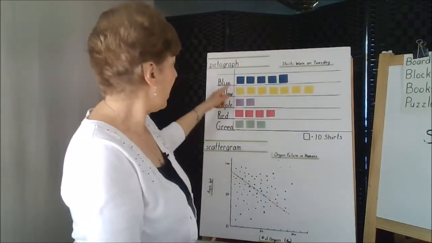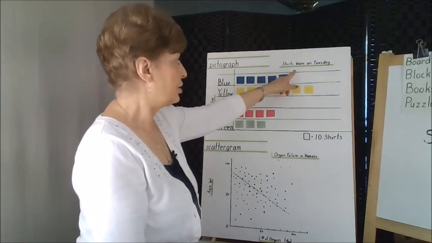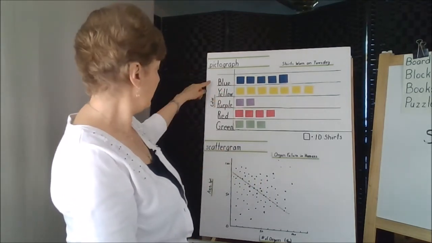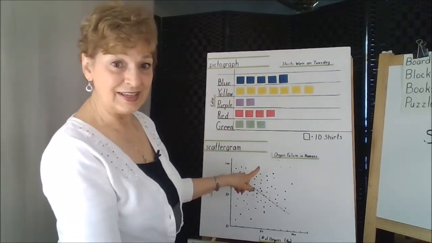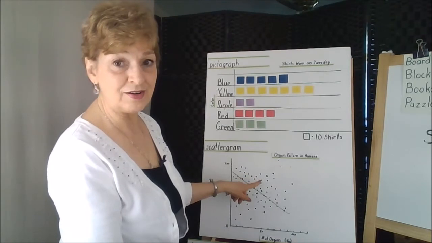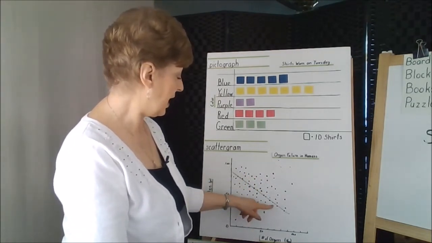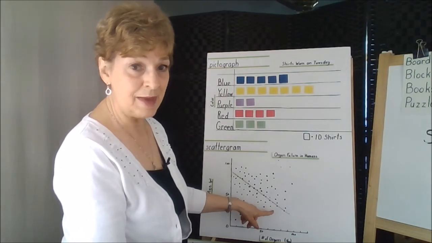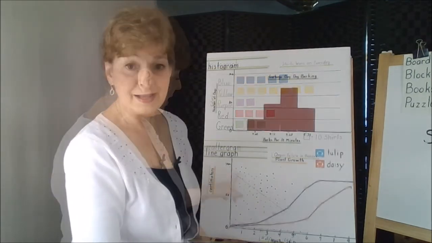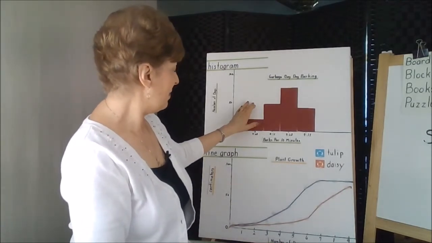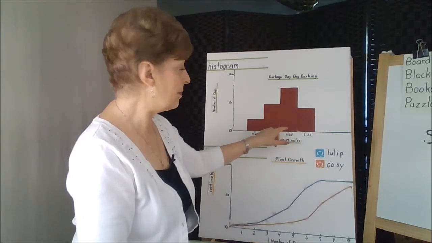In this pictograph, we have information about shirts worn on Tuesday with the corresponding colors. That's kind of fun. This kind of graph is called a scattergram. The various points are just put onto the graph mathematically, and then we try to find a line on it. A histogram is very much like the bar graph, except there are no spaces between the bars.